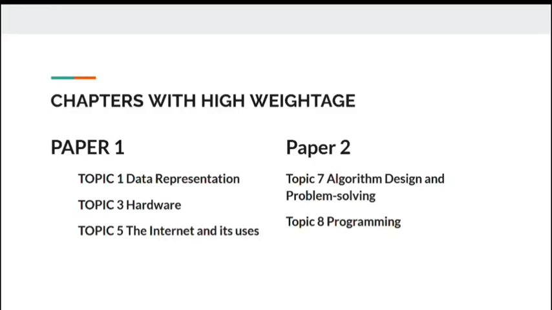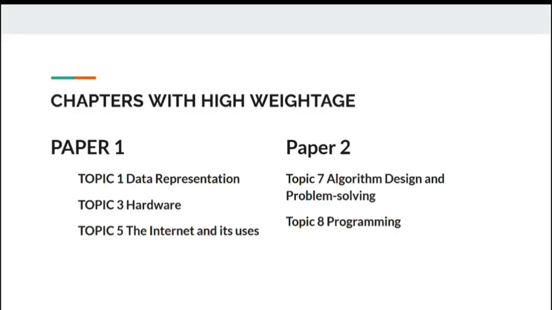Paper 1 Theory. Topic 1 is data representation, covering binary, hex, and compression. It's the most mathematically certain part of the paper. Topic 3 is hardware, where you must focus on the von Neumann model and how sensors or actuators interface with the real world. Topic 5 is the internet and its uses, requiring you to know encryption protocols and how data travels through a network. This is a huge mark earner in modern papers.